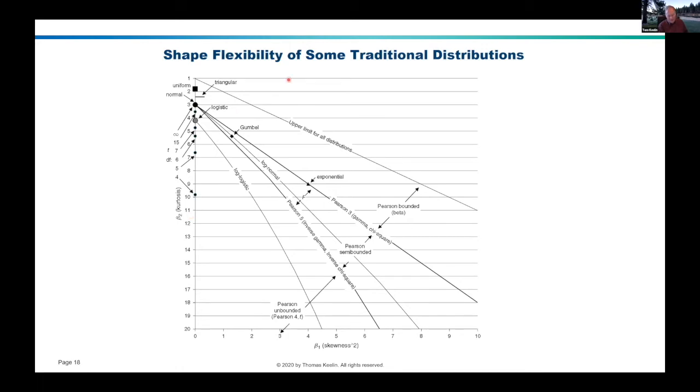By the way, there's an area of this chart up here that is infeasible for any distribution, because basically, if you cannot get really high levels of skewness unless you also have relatively high levels of kurtosis. So there's an area of infeasibility for all distributions up here.